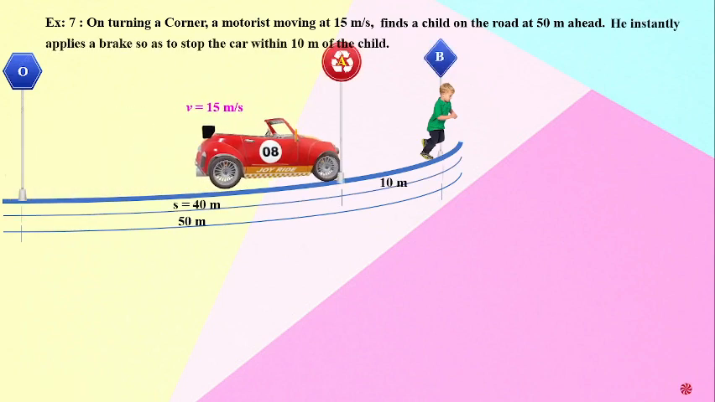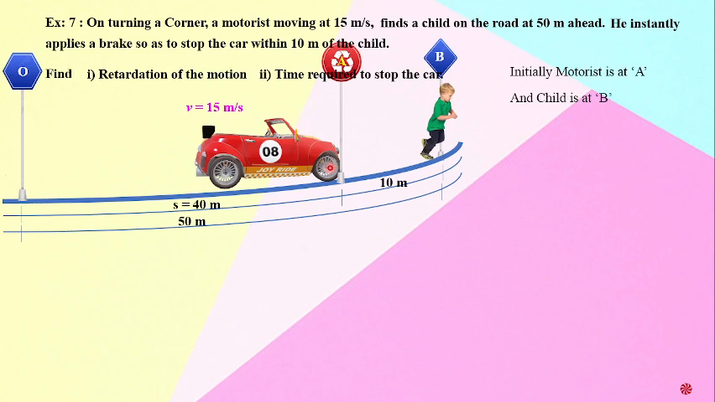He instantly applies the brakes so as to stop the car within 10 meter of the child. So here at point O he applies the brakes and exactly 10 meter before the child he is going to come to rest. This is how we have to understand this problem. In this problem we have to find the retardation of the motion and the time required to stop the car.